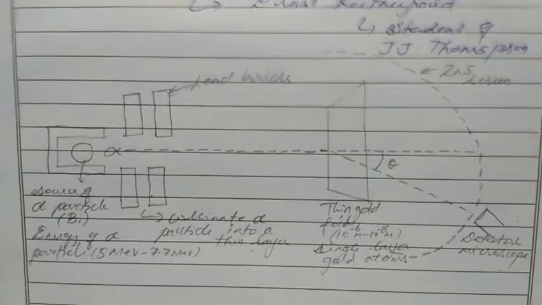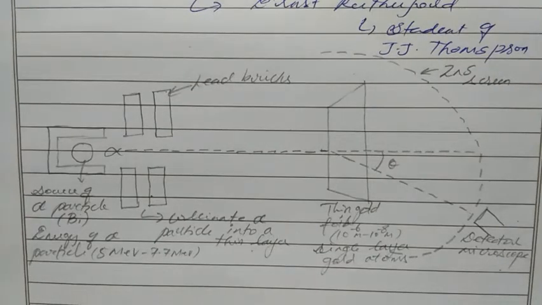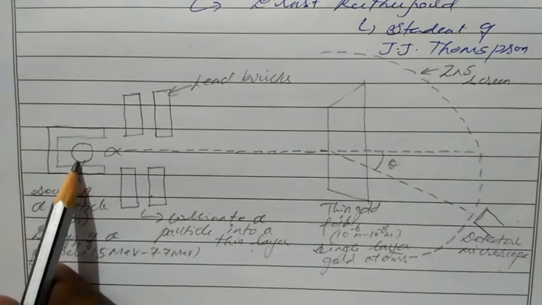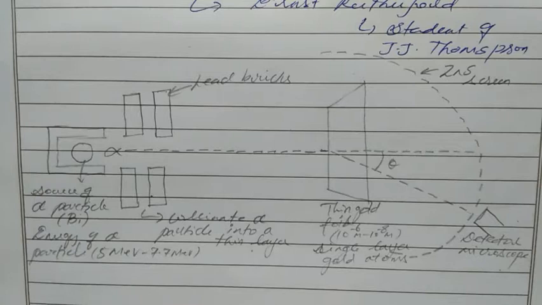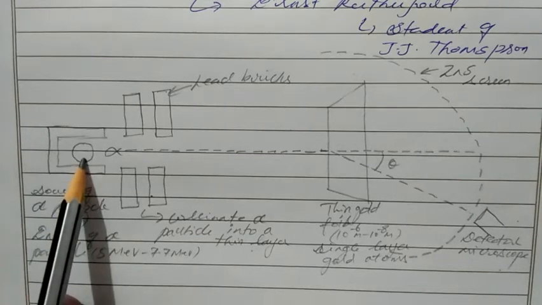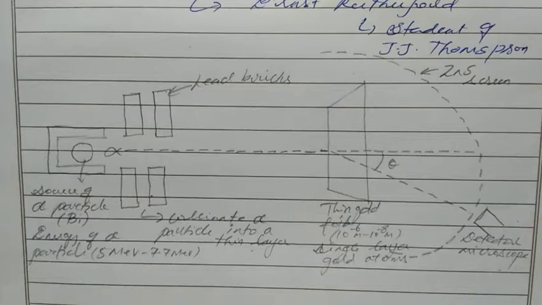Clear? So this is the total setup of the Rutherford scattering experiment. Here we have a source which emits alpha particles. An alpha particle is nothing but He++, or He2+. The source of alpha particles is bismuth. Bismuth is a kind of radioactive element which emits alpha radiation.